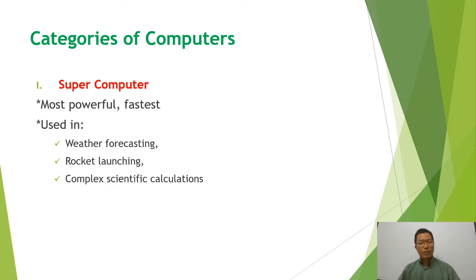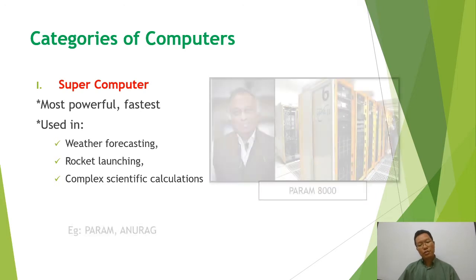Next, categories or types of computers. The first one is supercomputers. Supercomputers use lots of CPUs at the same time on one problem. That is why they are known as the most powerful and the fastest computers. They are used in weather forecasting, rocket launching, complex scientific calculations.